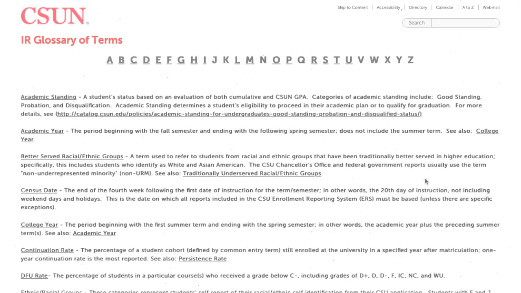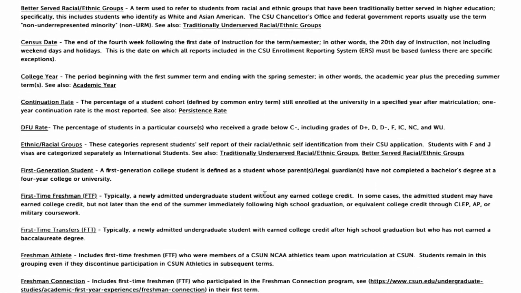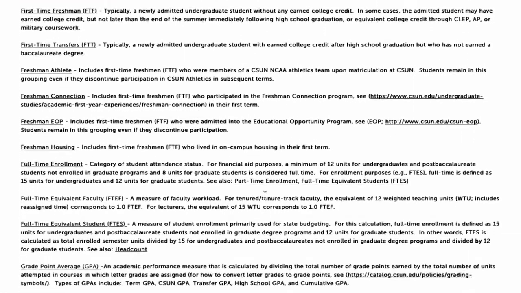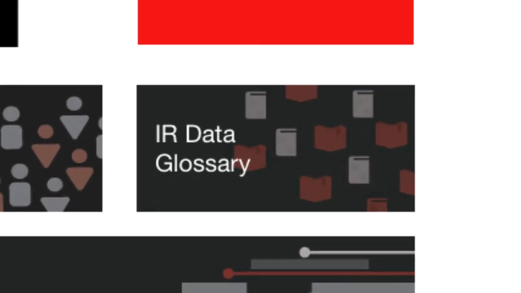As you are exploring CSUN Counts, you may run into unfamiliar terminology, such as ethnicity group or continuation rate. The IR glossary of terms can be found on the CSUN Counts homepage.